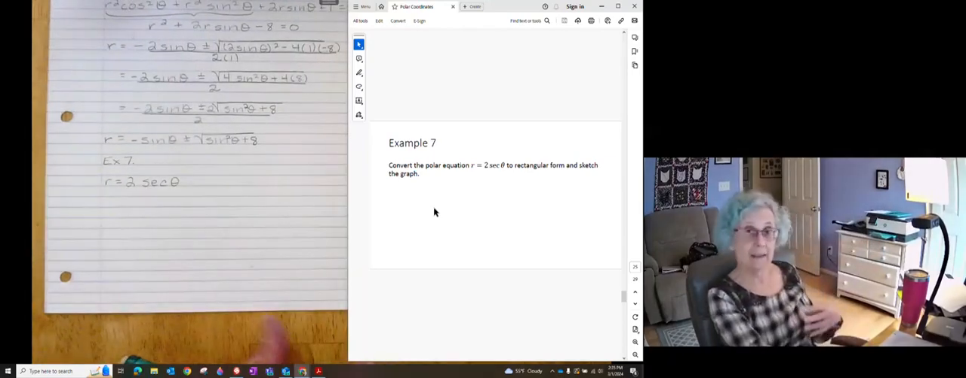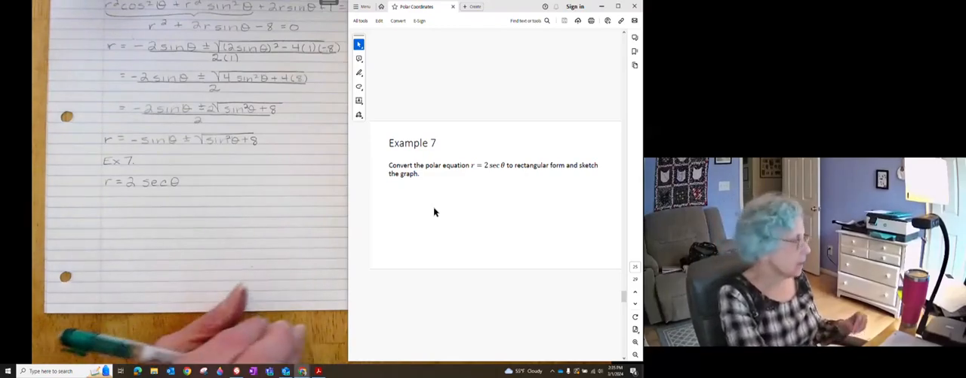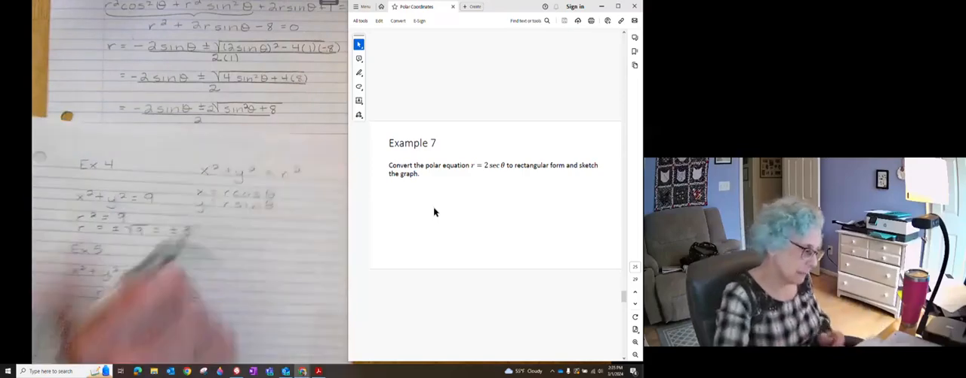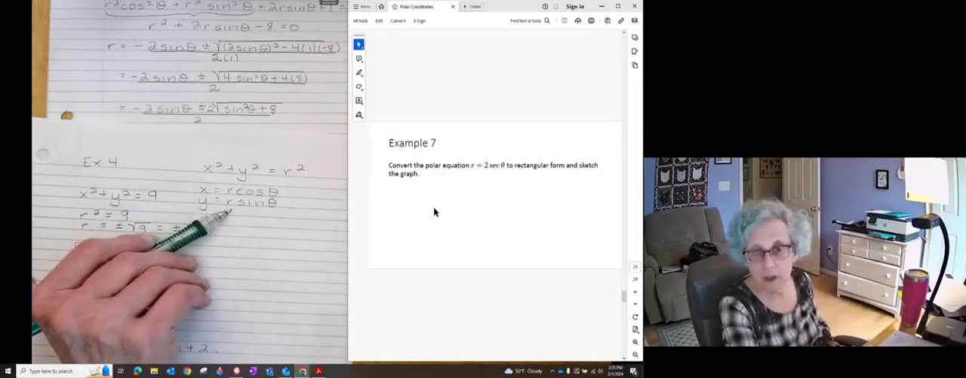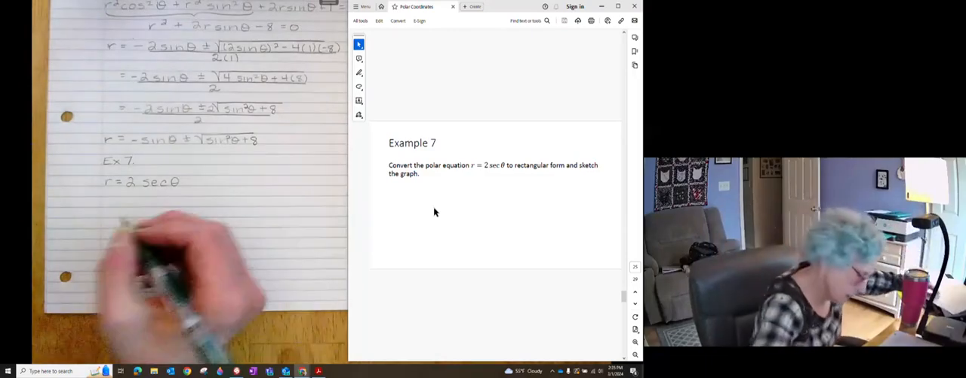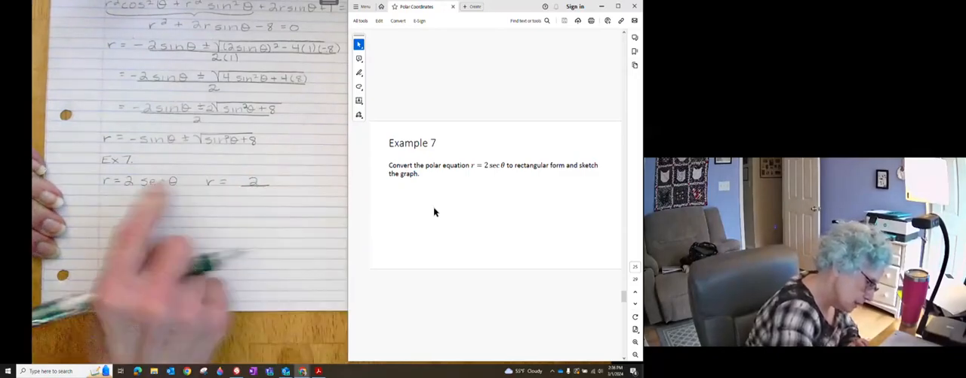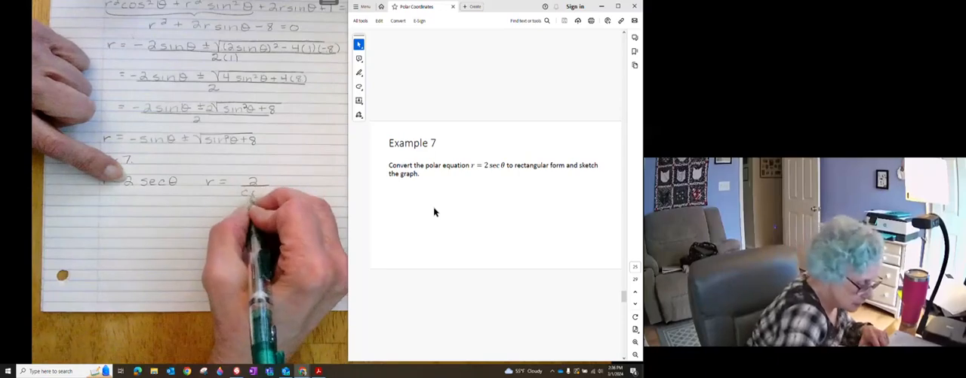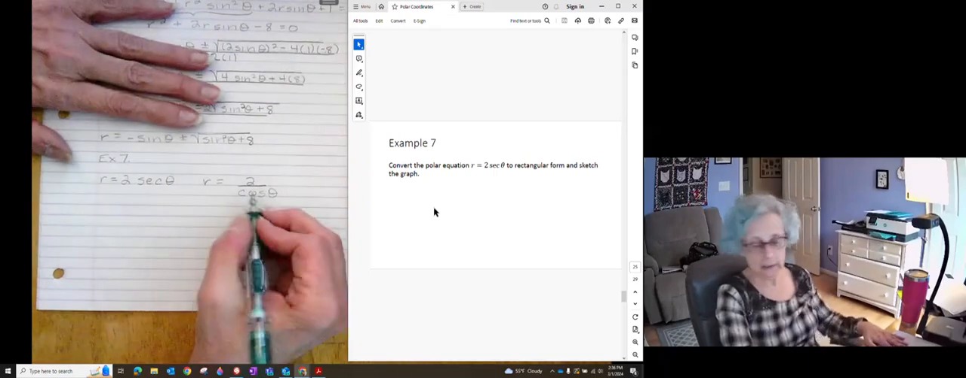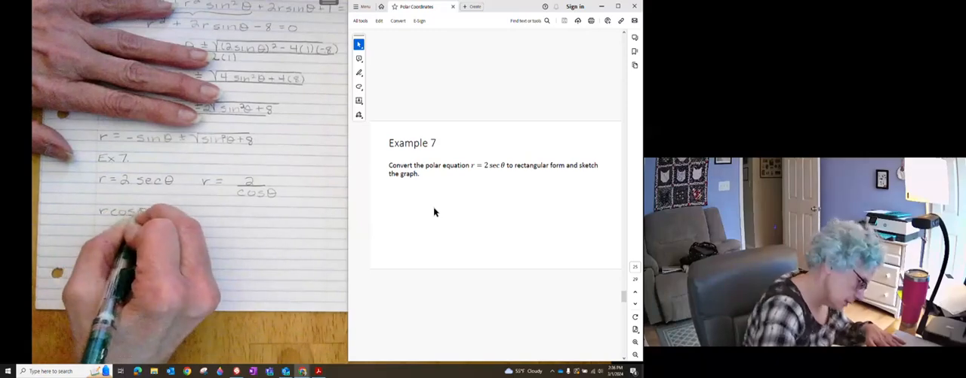And kind of like solving a trig equation, we want to rearrange this so that we end up with one of those relationships that we like to play with: x squared plus y squared equals r squared, or x equals r cosine theta, y equals r sine theta. So I remember that 2 times secant is the same thing as 2 over cosine theta. So multiply both sides by cosine theta. R cosine theta is equal to 2.